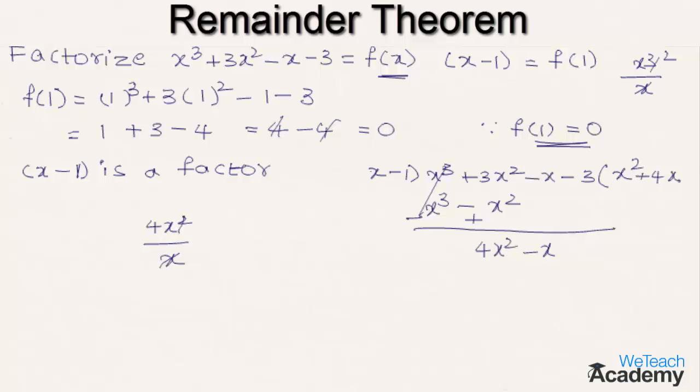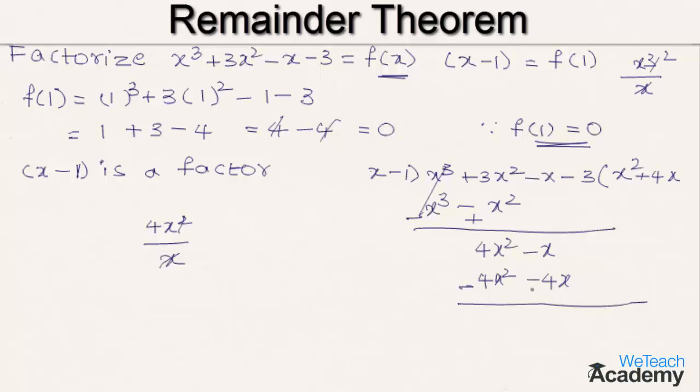Now let us multiply 4x with the divisor x minus 1. 4x into x is 4x square, and 4x into minus 1 is minus 4x. Let us subtract these polynomials. The additive inverse of 4x square is minus 4x square, and the additive inverse of minus 4x is plus 4x. 4x square and minus 4x square get cancelled, and minus x plus 4x is 3x. Now let us bring the constant term minus 3 down. We get the new dividend as 3x minus 3.